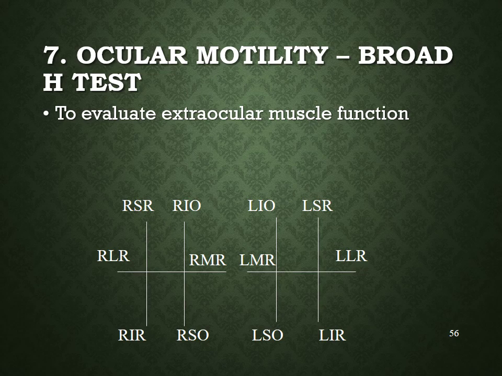For the ocular motility test, we use the Broad-H test, which assesses the patient's ability to perform conjugate eye movement, or evaluates extraocular muscle function. In this test, we need a pen light as equipment, and you need to know which muscle you are testing. For this, you need to refer back to your previous lecture on ocular anatomy.